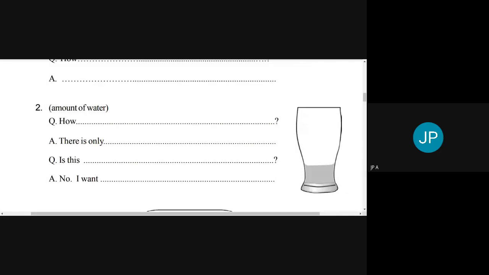Okay, so how much water is there in the glass is possible. Okay, so yes, how much water is there in the glass? Okay, then there is the answer. There is only dash. That is the response. You can use any of these words to fill up. Very good, Jofi. There is only a little water in the glass. There is only a little water in the glass.